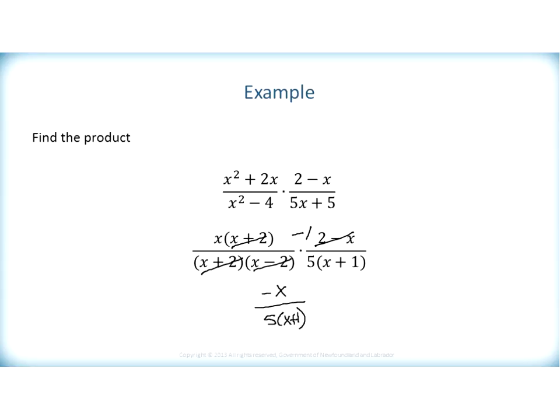Don't forget the NPVs. The NPVs, of course, are going to involve anything that has ever been in the denominator in this whole process. So we have right here, x cannot equal negative 2, and x cannot equal 2. In this rational expression right here, we have x cannot equal negative 1. So we have 3 NPVs. X cannot equal negative 2, or 2, or negative 1.